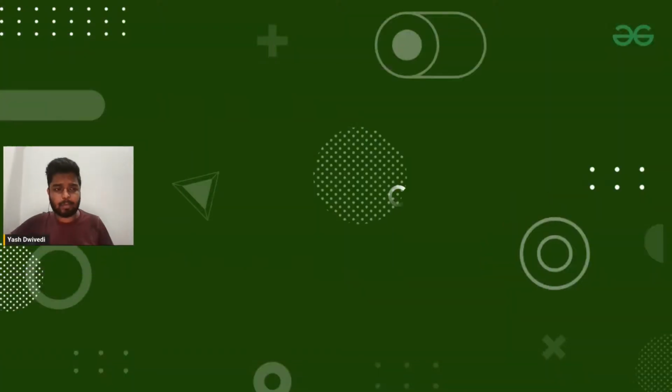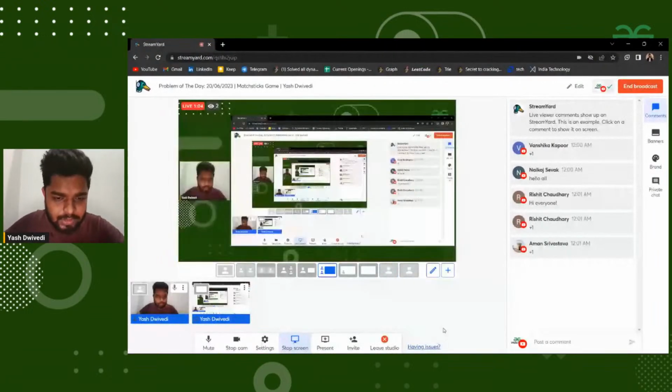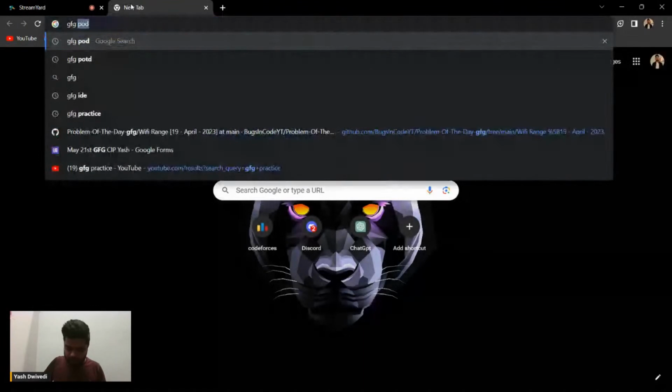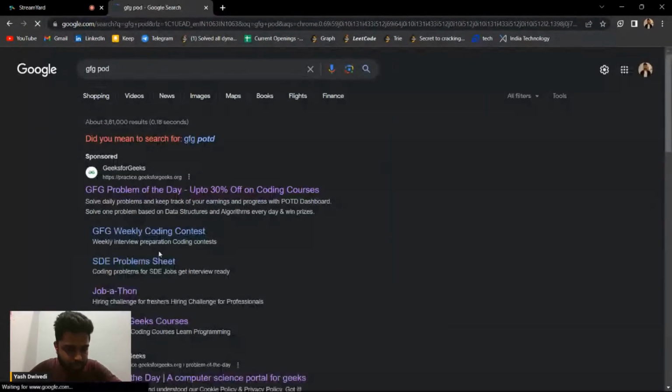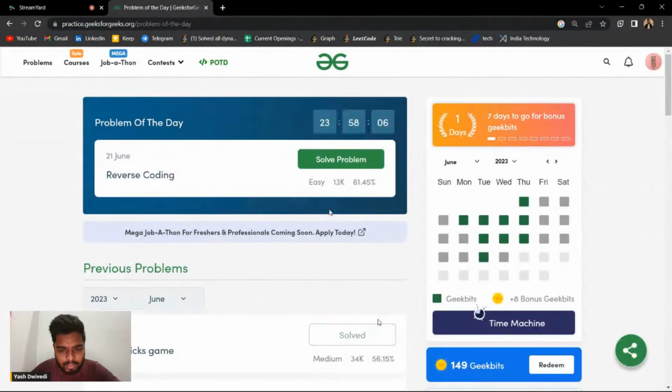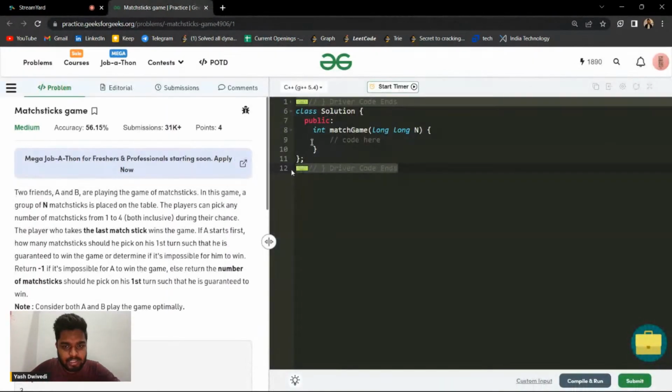That was Matchsticks, right? So this was a very interesting and a very easy problem as well. So let me share my screen and then we can start discussing this particular problem. First of all, let me just Google this problem up. All right, guys, so let's open this problem, that is Matchstick Game.